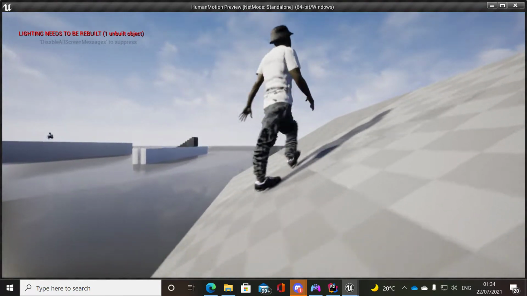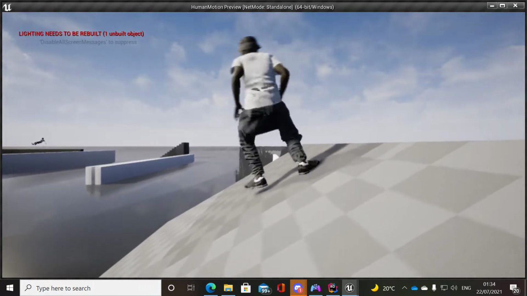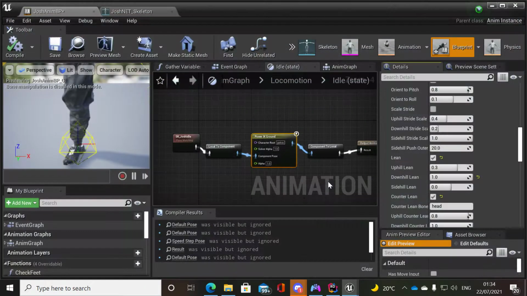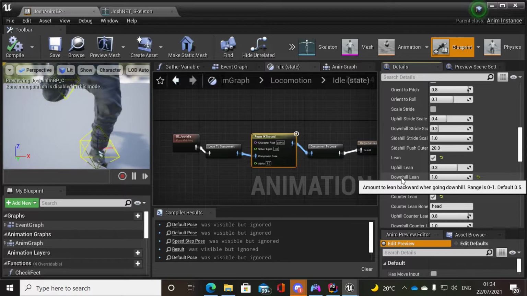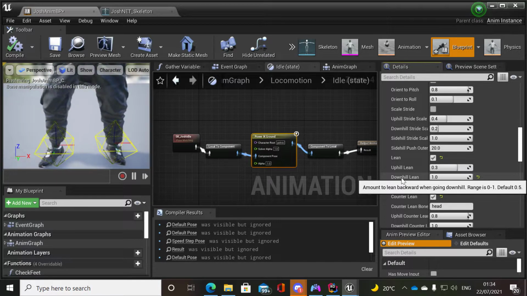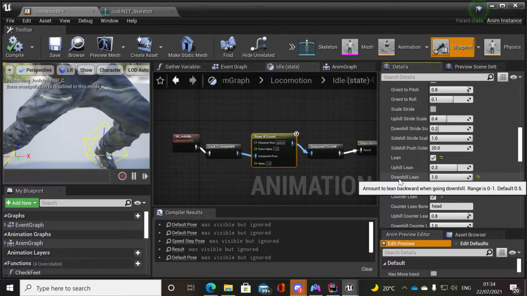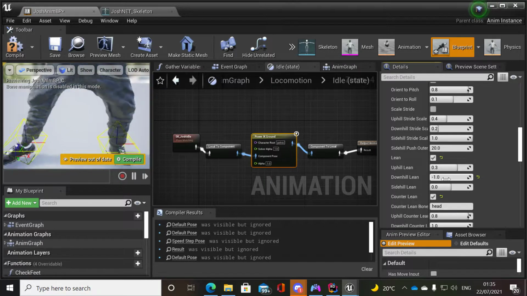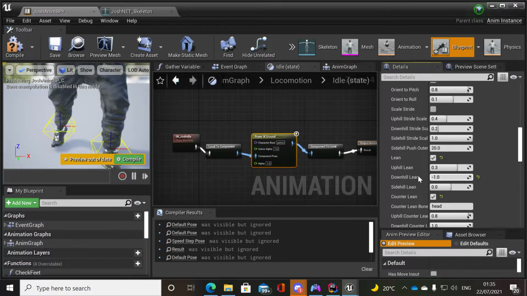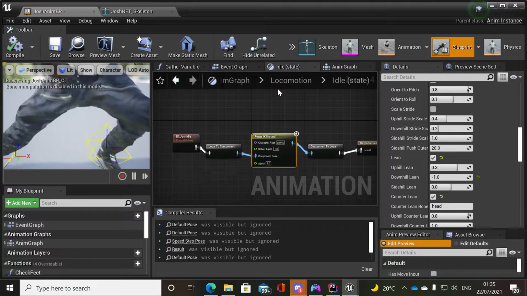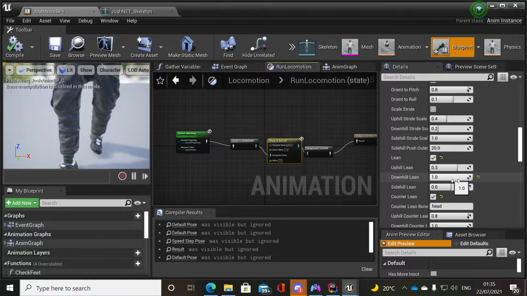So let's see here. Do you see any? I don't see any. In fact, I see the reverse, right? Yeah. Why does it lean backward when it's going up? Shouldn't it lean forward? Oh yeah, it says amount to lean backwards when going downhill. Ah, you want it there. So if it's 1, it means it's going to lean backwards when going downhill, whereas if it's -1, it'll lean forward, which makes no sense to me. But okay.